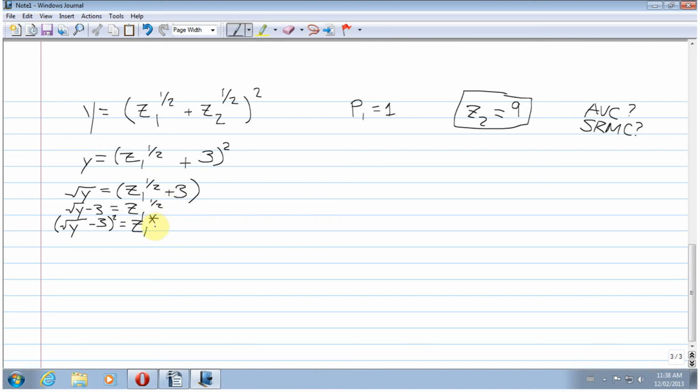Okay. So our average variable cost then, because that's the first thing we're looking for, right? So AVC equals, right, just from the first question, VC over Y. Okay, so VC is P1 Z1 star. We know that P1 is just 1, so I'm going to omit that from now on. So it's just Z1 star over Y. So we get root Y minus 3, squared, over Y. And that is our average variable cost.